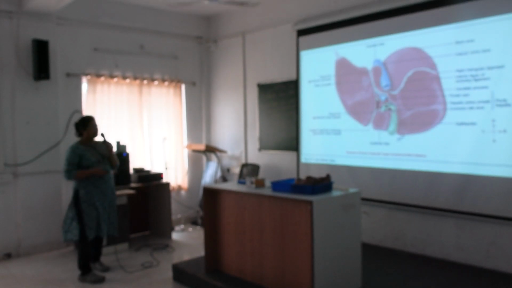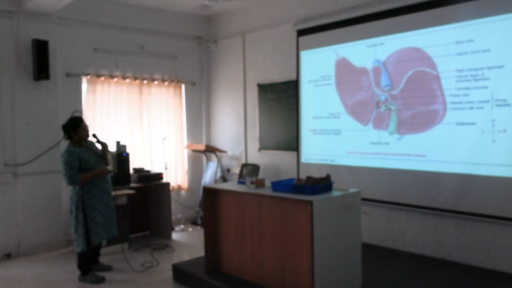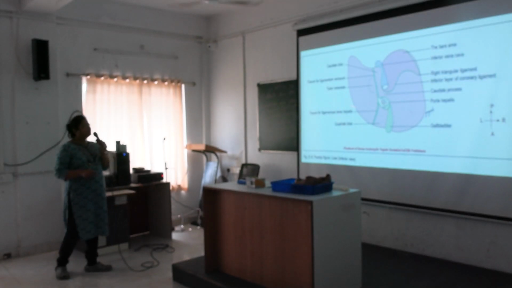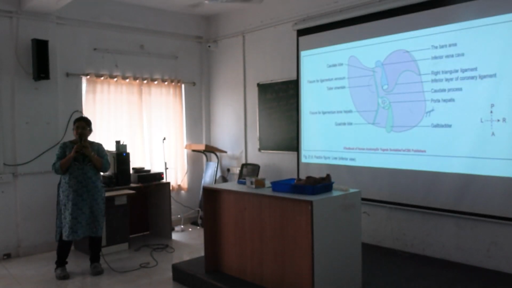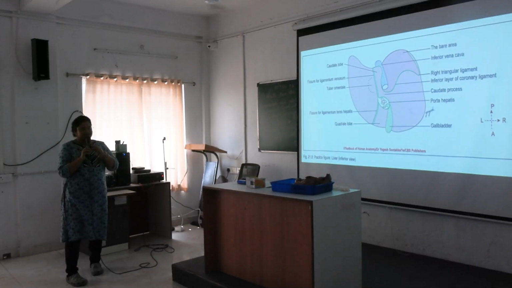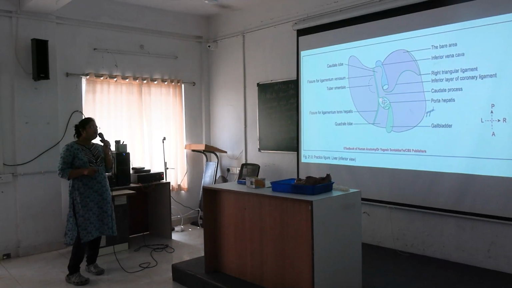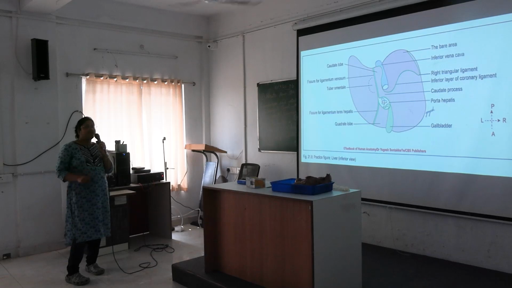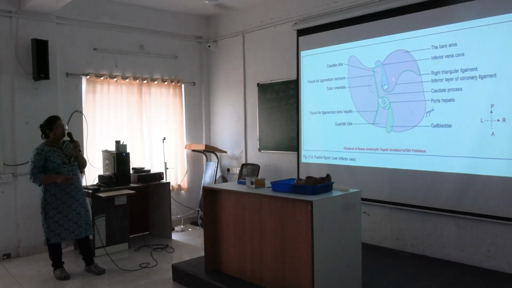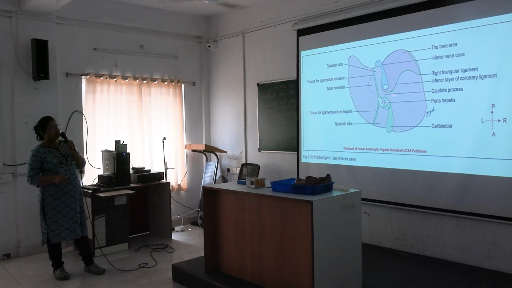Okay, so these are present. This is a schematic diagram. You can practice a diagram like this if it comes in your theory. See, there is the gastric impression, tuber omentale, fissure for ligamentum teres hepatis, quadrate lobe, gallbladder fossa. Here is the duodenal impression, colic impression, renal impression, suprarenal impression. Here is the caudate lobe, the bare area.